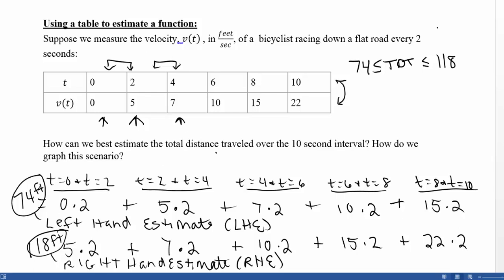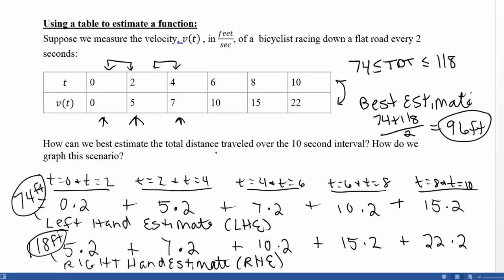If we didn't have any more information, there's also something called the best estimate. And the best estimate is the estimate that you get when you average these two things together. So remember, when you average two numbers together, you add them up and divide by 2. So when we do that, we're going to get 96 feet. Now, does that mean that I traveled exactly 96 feet? No. What it means is that's my best guess based on the information that I have. If I had more information, I'd be able to refine my guess to make it better.